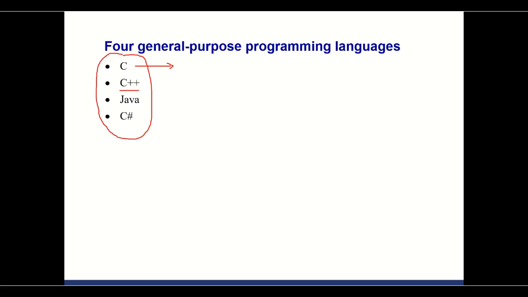As far as the applicability goes, why are we learning C++ here? Because C++ is a general purpose programming language. It is based on the C language, but it has object-oriented features. That's why it is more appealing than C. And you may wonder why you need to learn C++ when there are more contemporary languages like Java and C Sharp available. You can see on the list.